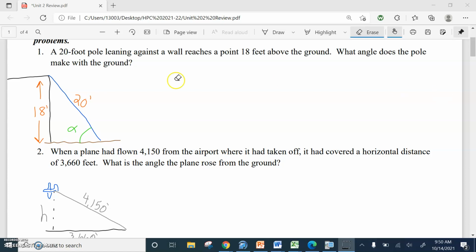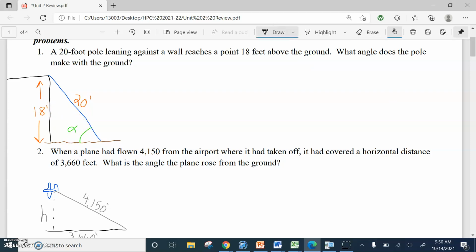So question 1: a 20-foot pole, that's the blue line, is leaned up against a wall that reaches 18 feet above the ground. So therefore those are your two sides, respectively. It's asking for the angle the pole makes with the ground. So that's where we've got green, and I use alpha in this case as the variable for the angle. As long as we have our picture accurate, we can start looking at what trig function we can use that associates those three things: angle alpha, the side opposite of that, and the hypotenuse.